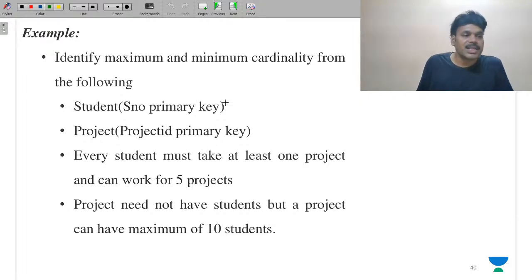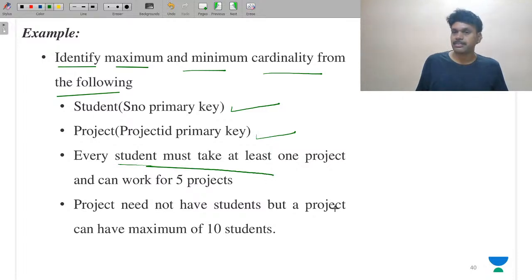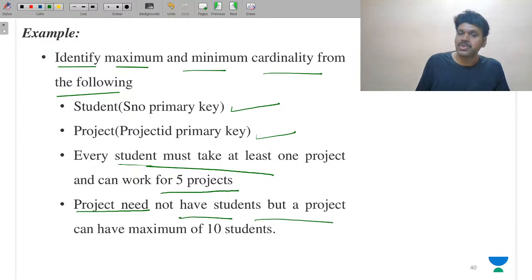So look at this example, friends. Identify maximum and minimum cardinality from the following. SNO is a primary key. Project is a primary key. And there are some conditions. Every student must take a project, but can take a maximum of 5 projects. A project need not have students, but every project can have a maximum of 10 students.